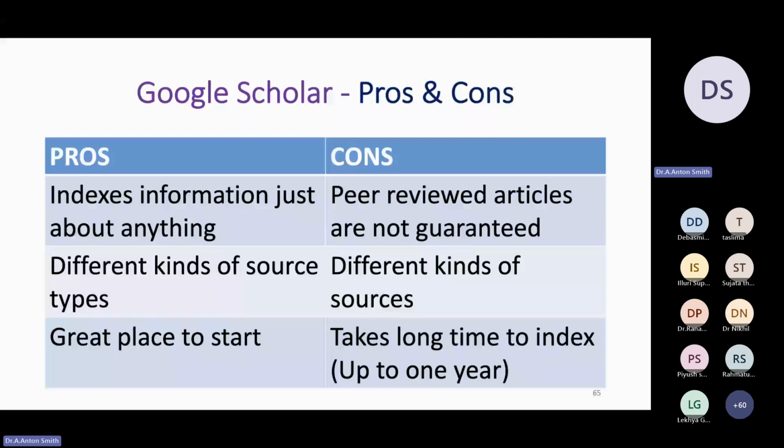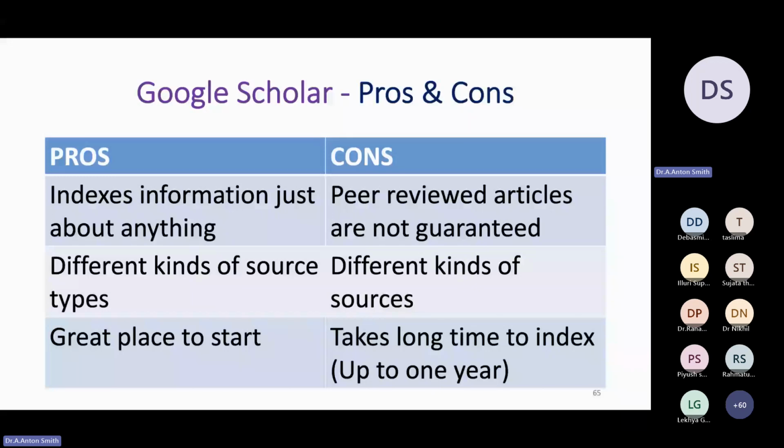What are the pros and cons of this Google Scholar? Index information, just about anything can be done over here. Different kinds of source types can be included over here. And it's a great place to start easily without any discomfort. And the con, peer-reviewed articles are not guaranteed. And different kinds of sources are available. We know what indexing is. Indexing elsewhere: Springer, John Wiley, and chemical abstracts, PubMed, these are all different kinds of sources. If the journals are indexed in Google Scholar, then only can we identify and retrieve them easily. Otherwise, if it is not indexed in Google Scholar, it is difficult to add the reference. You have to do it manually. Otherwise, Google Scholar itself will automatically find the journals and store them easily.